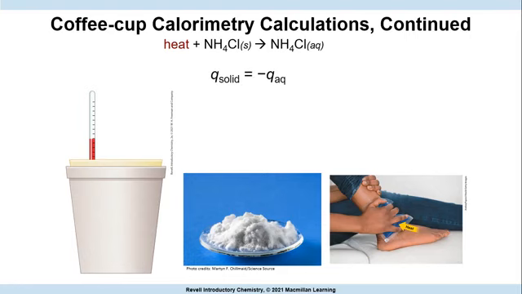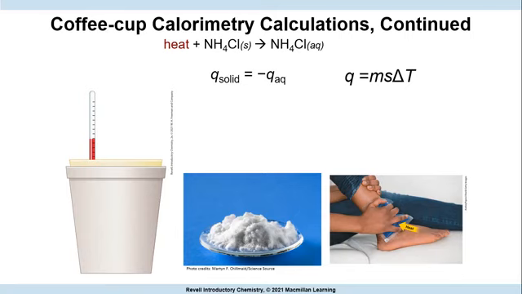Now, to calculate the heat that is absorbed by the ammonium chloride, which is a solid, we are going to calculate the amount of heat that is lost by the aqueous solution. So here, aqueous solution, you have to take note because the ammonium chloride is dissolved in water and that forms an aqueous solution. Now let's look at how we are going to simplify that.